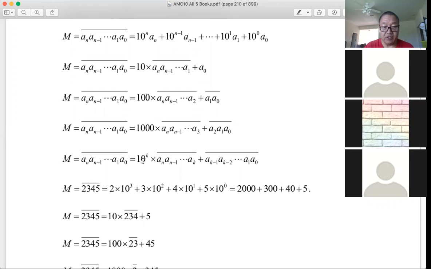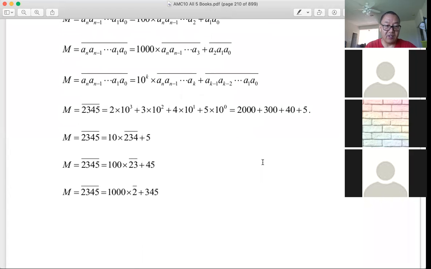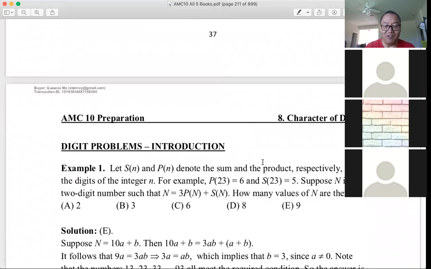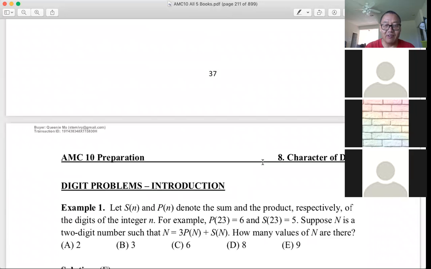For the general case, you can also use 10 power k, then times an minus 1 to ak, then plus ak minus 1, ak minus 2 to a1, a0. Okay? See, the example is like this. This is very simple, okay? But the problem is really hard. Okay, now let's try an example.